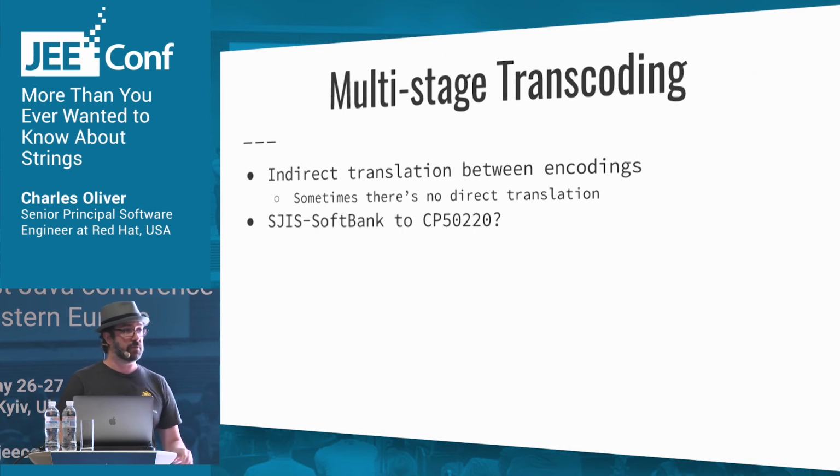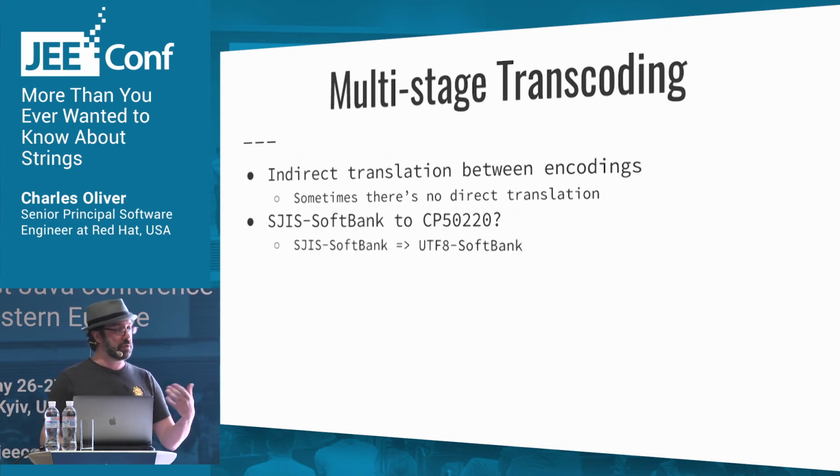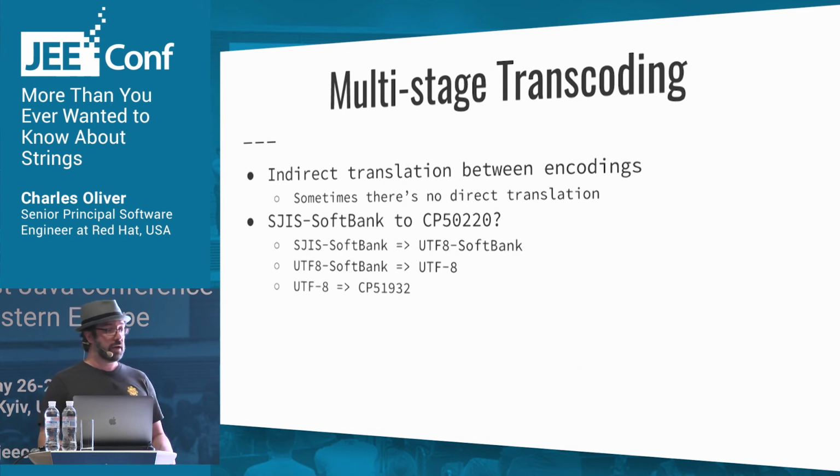The worst example I found in the library is ShiftJIS SoftBank, which is a customized version of the ShiftJIS encoding for SoftBank phones, to code page 50220. We can't go directly between these two easily, so we go ShiftJIS SoftBank to UTF-8 SoftBank, their custom version of UTF-8. From that to proper UTF-8. From there, we can go to code page 51932, and from there, we can finally get to code page 50220. This isn't something that you necessarily have to know about, but we handle the negotiation, we handle dealing with encodings that may not be directly compatible, and pass it through any intermediate steps that are necessary.